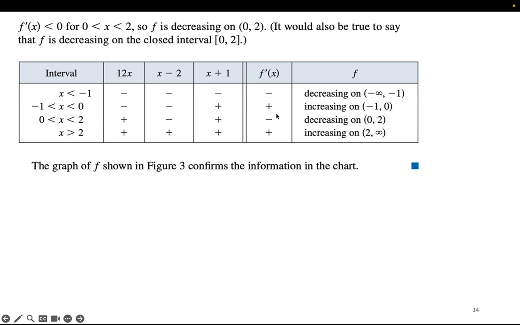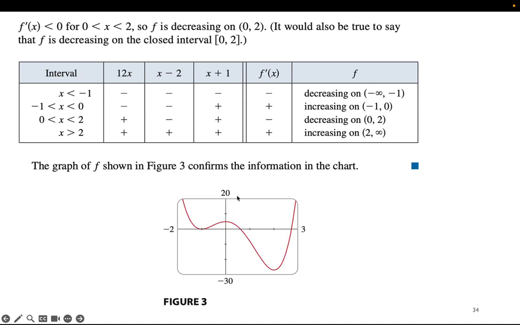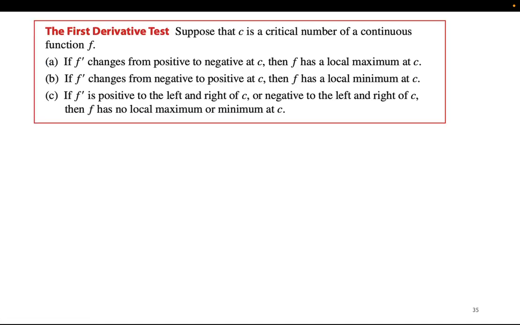So you keep doing this and you can get the behavior of the function, whether it's decreasing or increasing in those intervals. And you can check that with the calculator that it does work. So the function here is decreasing, increasing, and then decreasing and then increasing. So exactly what we predicted.